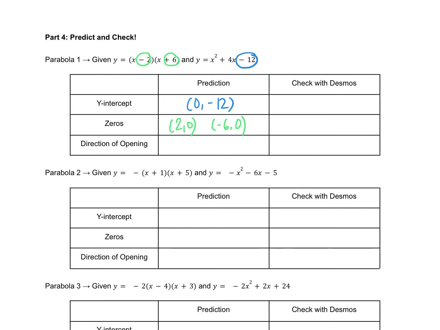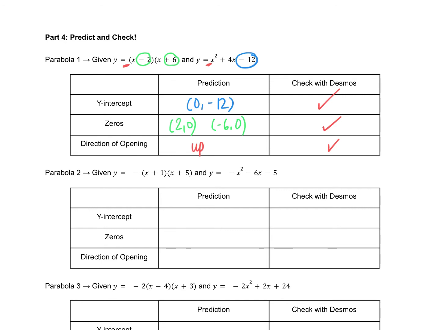And in terms of the direction of opening, I'm going to look right here in front of x squared, or I can look here in front of my brackets. And there's nothing there, which just means it's a positive 1. So it opens up. Now I don't have Desmos open for me, so I will just tell you that these are all correct. So for parabola 2, we have y equals negative (x + 1)(x + 5), and y equals negative x squared minus 6x minus 5. So I want you to pause the video here, make your prediction. You can use parabola 1 as a guide, and then come back to check your work.